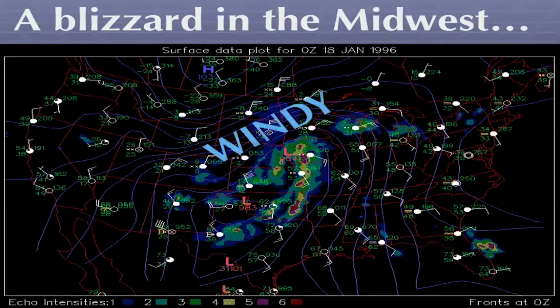Where those lines are close together, it's windy. And the wind direction basically follows those lines. A surface map is very useful, telling me, a forecaster, where the wind direction is going to be and how fast it's going to be.